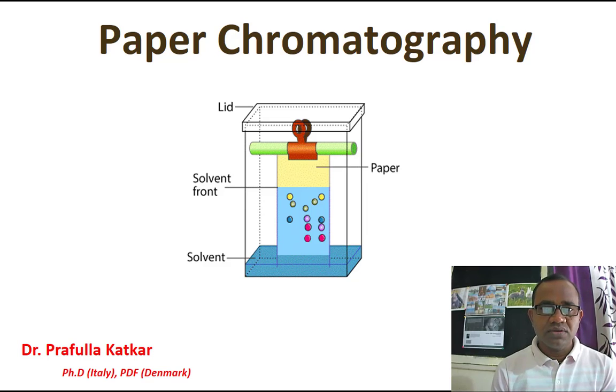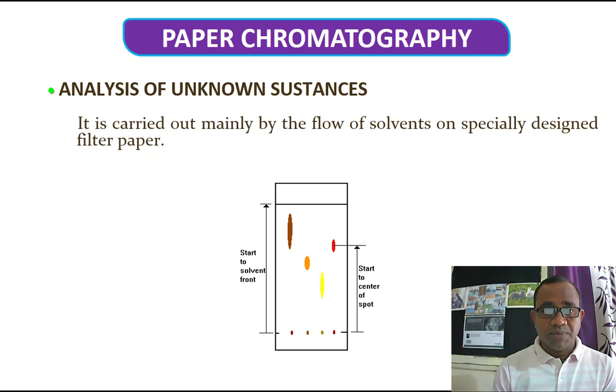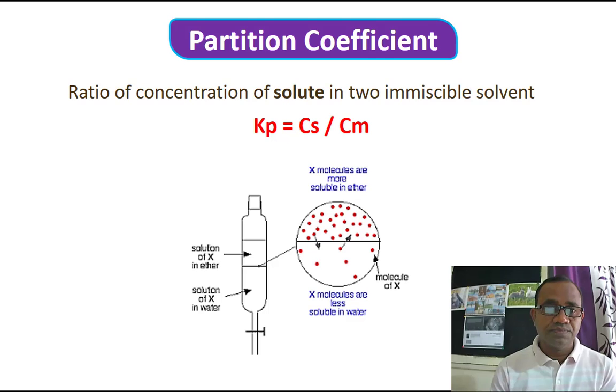Today we will study paper chromatography. It is supposed to be the first basic chromatography for the isolation of a variety of samples. In paper chromatography, we generally separate unknown substances, which are carried out on the paper, which is used as a stationary phase along with a certain solvent system that is used as a mobile phase. The principle of paper chromatography is mostly based on the partition coefficient.